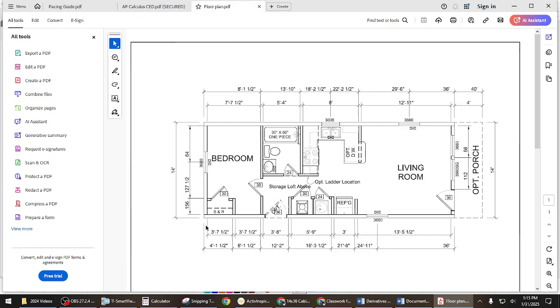Anyway, all of these measurements are telling you how wide things are, like the dimensions of the bedroom and stuff. And then, okay, look in this area of the picture. Why would that be offset right there? Why is there an inner dimension of 7 feet 7.5, and then an outer dimension of 8 feet 1.5? The exterior of the wall, yeah, so that's the thickness of the wall right there, right?